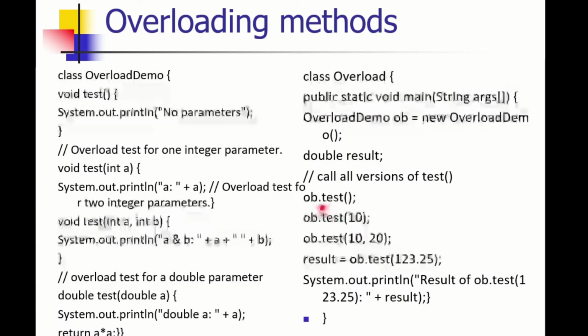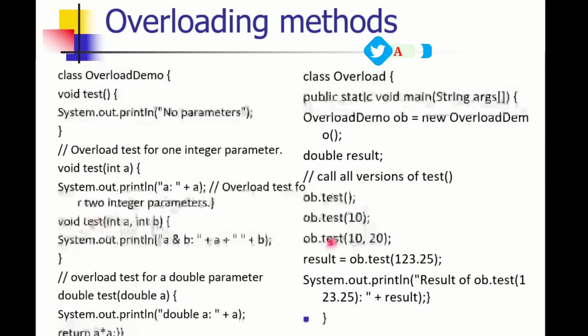Once we call with this object the test method without parameter, it will match to this one and it will print no parameter. Okay, and if we give one parameter of integer type, it will then match to this test method, and it will make use of this method rather than any other method.